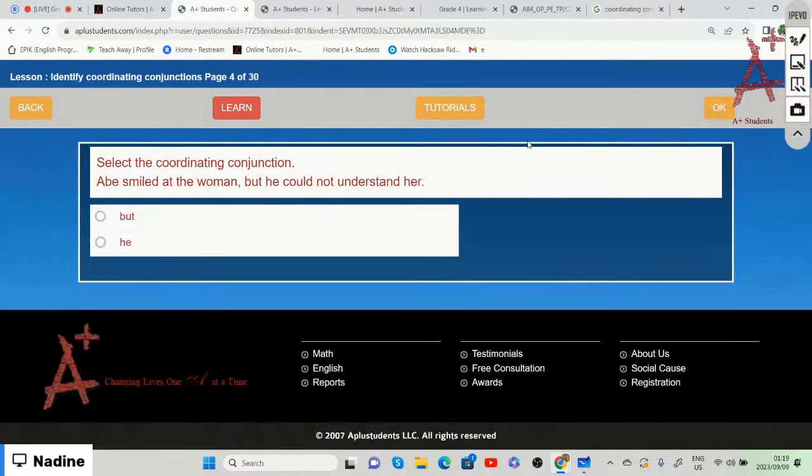Lovely. Then Abe smiled at the woman, but he could not understand her. So Abe smiled at the woman, but he could not understand her. Is it but or he? The coordinating conjunction. Abe smiled at the woman, but he could not understand. So but is our coordinating conjunction.